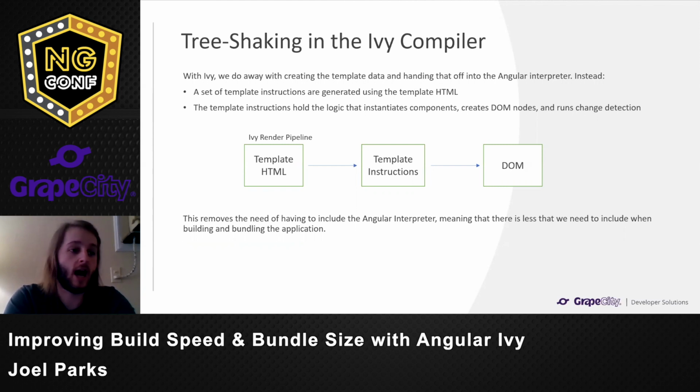If you take a look at this Ivy pipeline render image, you can see that we've taken out the 2 sections, the template data section and the Angular interpreter section, and those have been combined into a single template instruction section, which uses the template HTML to create the DOM.